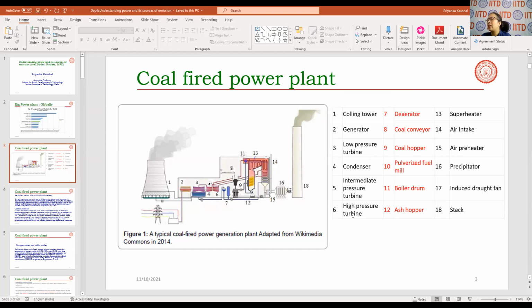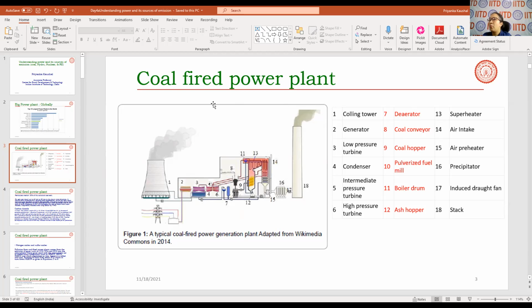All this is to ensure that whatever steam is generated in the steam generator, the maximum of it can be converted into electricity, to increase the overall efficiency of the power plant, because the job of a power plant is to generate electricity, right? So we use different kinds of turbines. And then there is a deaerator, a coal conveyor, a coal hopper, a pulverized mill. As you can see, these are all here. There is a boiler drum, an ash hopper here, superheaters, then there is an air intake to preheat the air here, and the preheater, as you can see here, precipitators, fans, and so on and so forth.